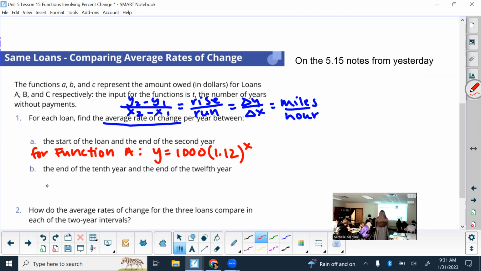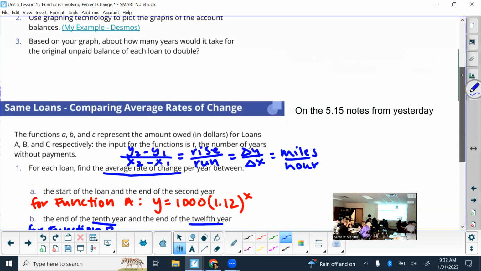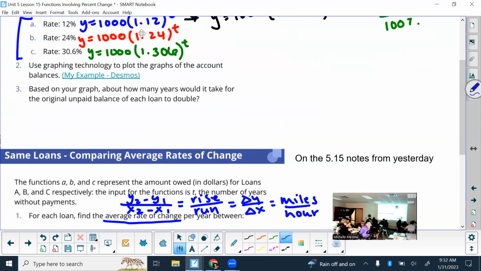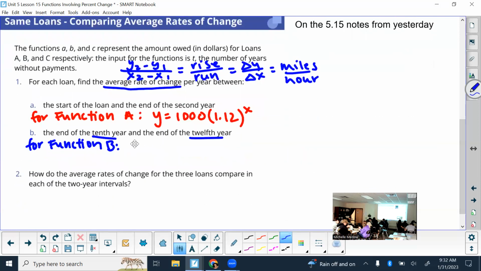In part B, I'll have you do it for function B rather than have you do it for every single one. And notice that that one is from the end of the 10th year to the end of the 12th year. Also let's copy down the formula for function B. That one was where the rate was 24%. So y equals 1,000 parentheses 1.24 to the x power.